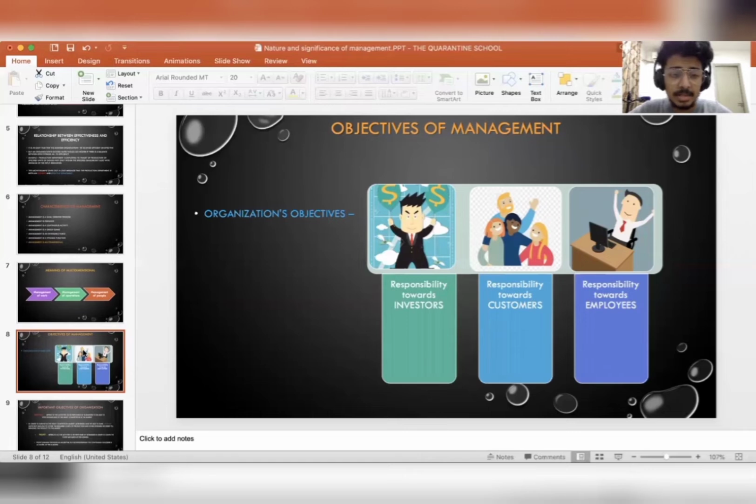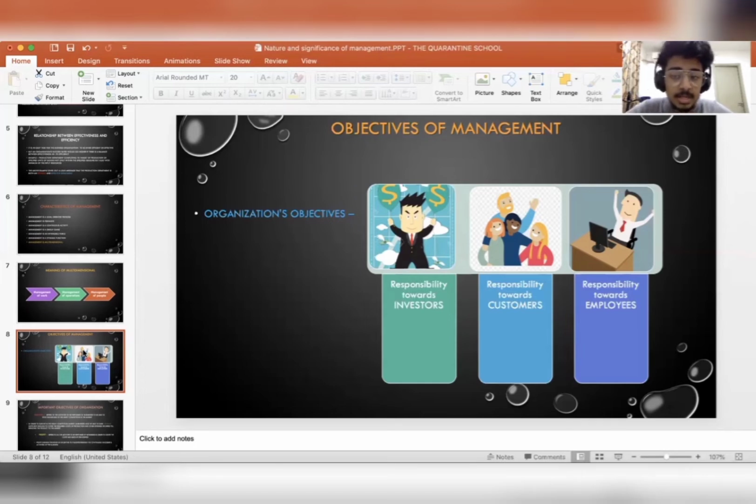Objectives of management. There are three types of objectives. Firstly, we are talking about organizational objectives. Now, organizational objectives refer to the objectives that the organization has towards different stakeholders. Now, what are stakeholders? Stakeholders are the people who have an interest in a business. In this case, normally every business has three categories of stakeholders. Very firstly, talking about investors. The business should take care of the fact that investors, the people who have invested in their business, have a responsibility towards generating a good return on investment. So responsibility towards investors falls in the first block.